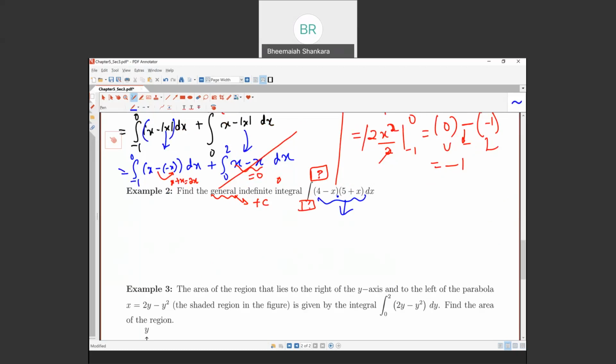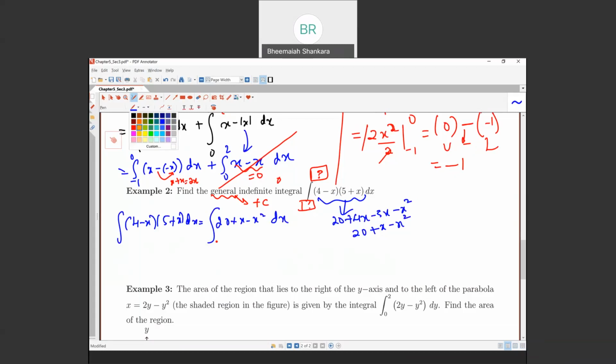And then let me find the product. 4 times 5, 20. 4 times x, 4x. Negative x times 5, negative 5x. Negative x times positive x, negative x squared. Simplify, 20 plus x minus x squared. Now let me write the integration of 4 minus x, 5 plus x dx is the integration of 20 plus x minus x squared dx. So now let me integrate every function here.